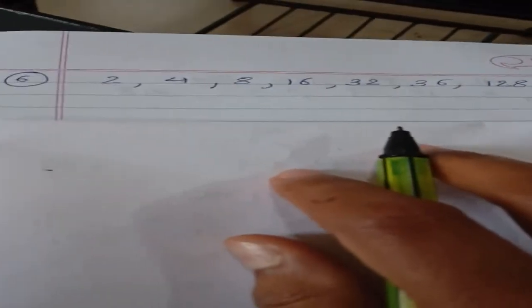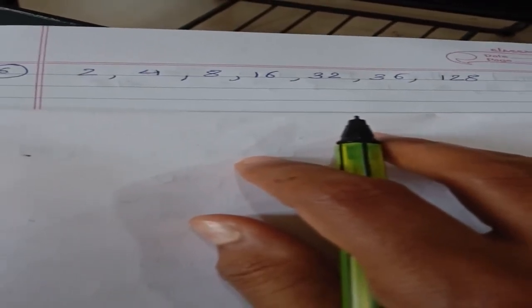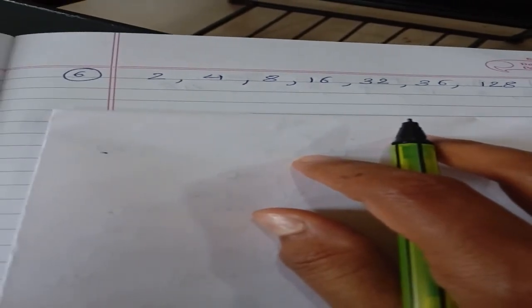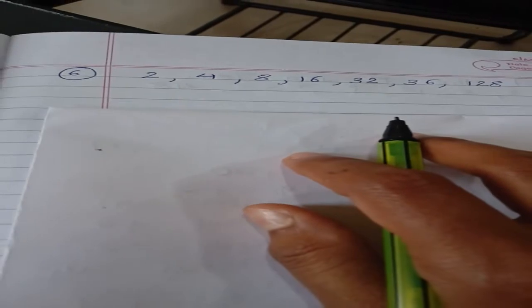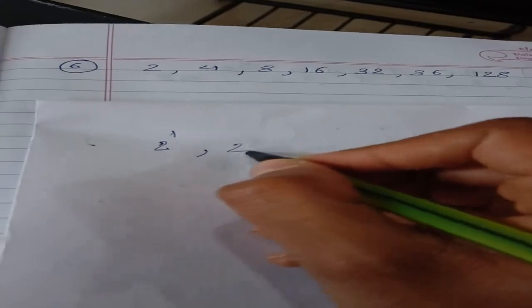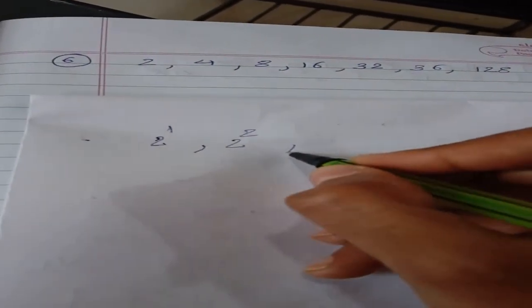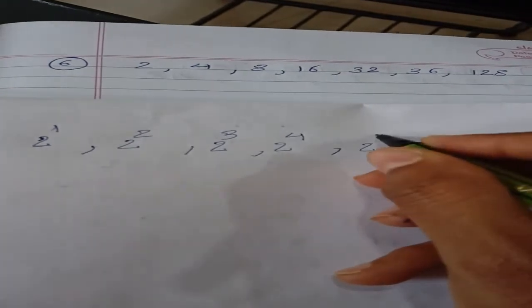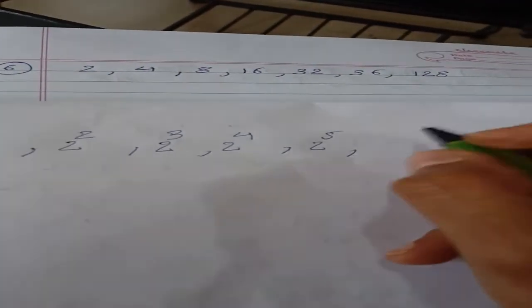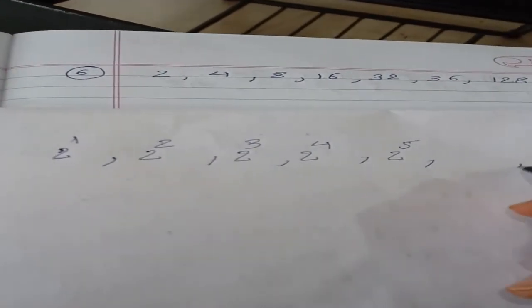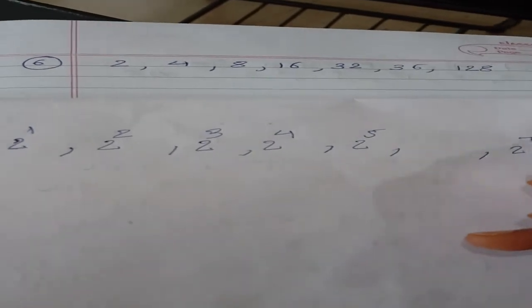Sixth one, we are given here 2, 4, 8, 16, 32, 36 and 128. Yes. So if you observe, the first one is 2 raised to 1, the second one is 2 raised to 2, 4 is nothing but 2 squared, 8 is nothing but 2 cubed, 16 is nothing but 2 raised to 4, 32 is nothing but 2 raised to 5. 36 is not of the form 2 raised to some number, right? What about 128? It is of the form 2 raised to 7.